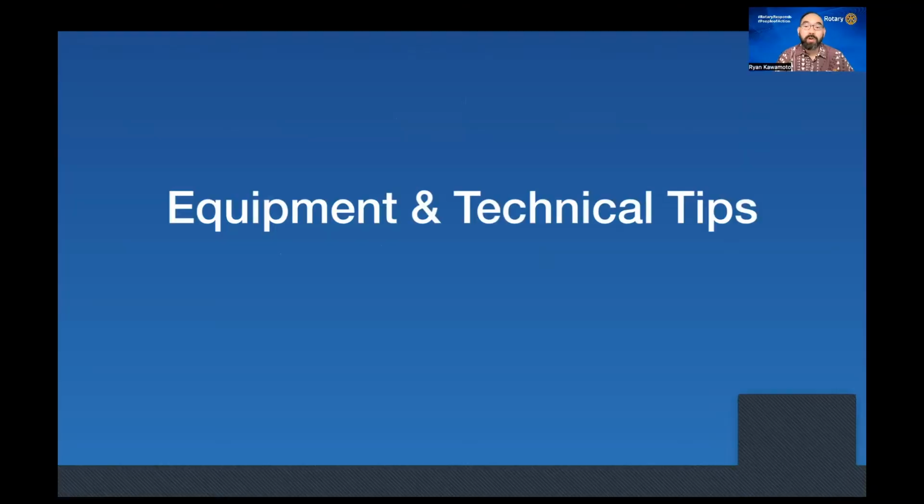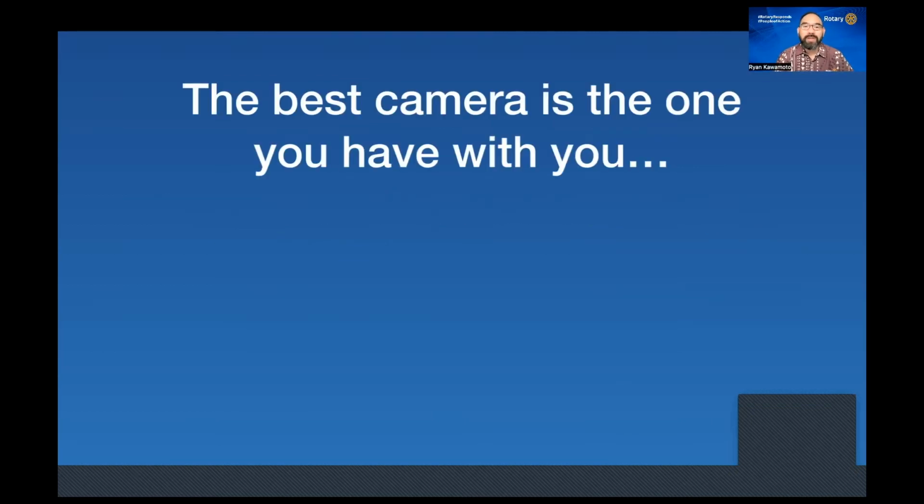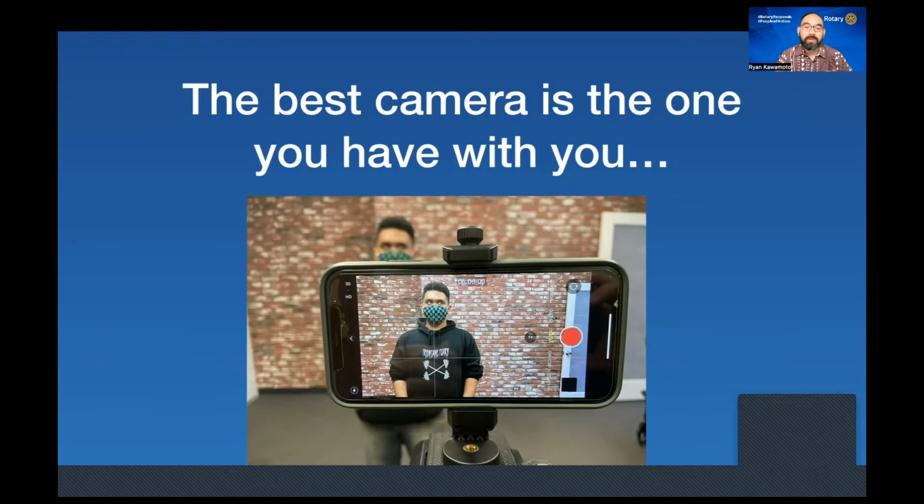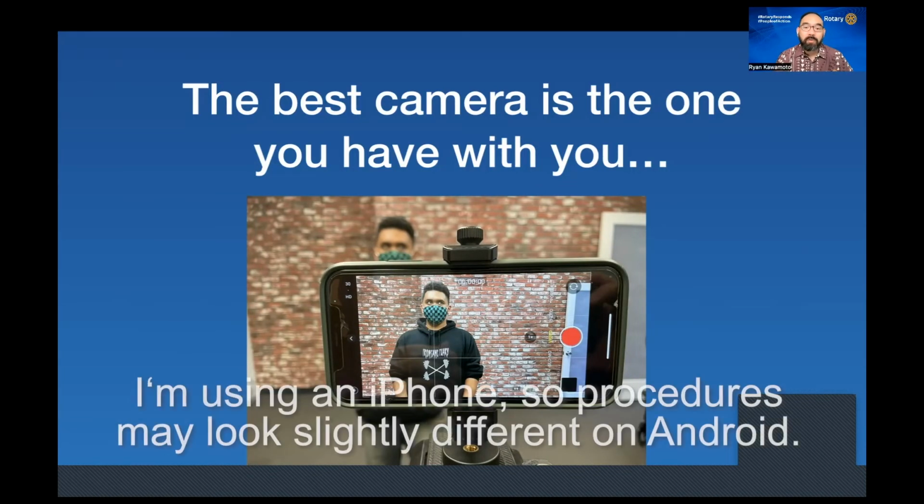First, we're going to go over some equipment and technical tips for today. Now, in today's modern world, the best camera is the one that you have with you. Always remember this. Whenever you're out doing a service project or have a Rotary function, the best camera is the one you have with you, which in most instances will be your smartphone. And in today's demo, we're going to actually be using an iPhone because that's a very common device that most of you have out there. So we're going to go over some of those settings, but a lot of these techniques will translate to other types of smartphones that you can have on the market.